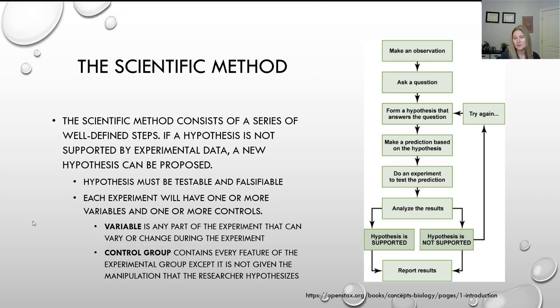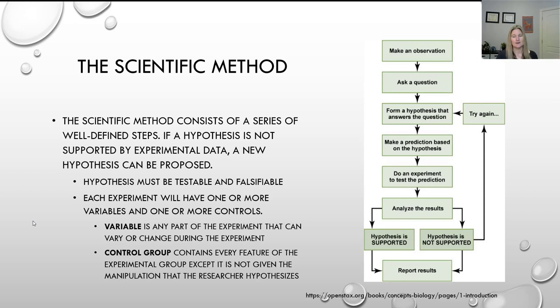So the group that doesn't get the fertilizer is considered a control group. The control group contains all the features of the experimental group. It still has the same soil, the water, the sunlight that the experimental group has, but it's not given the manipulation. It's not given the fertilizer. So I have that control group, and then I have my experimental group that gets the fertilizer.